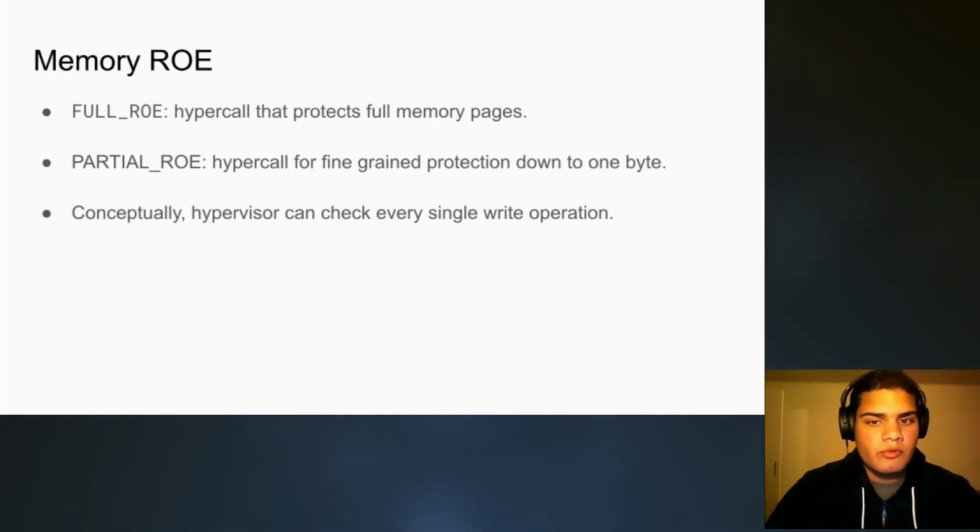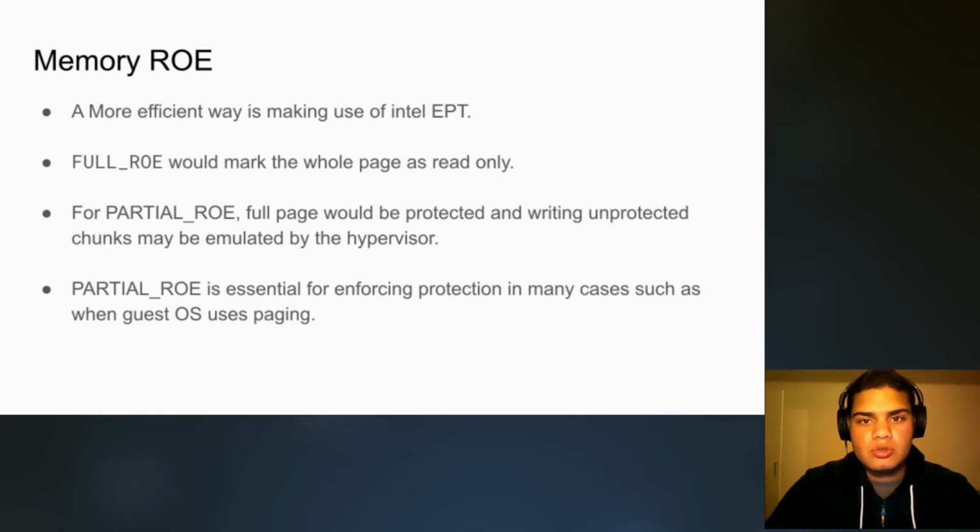Memory ROE can provide protection for full memory frames, or it can be as fine-grained as needed, down to protecting a single byte. Conceptually, memory ROE can be implemented via full emulation, where the hypervisor would just emulate all data movement instructions and maintain a table of which bytes are protected and which are not, and for every move instruction it would check these bytes. A more efficient way is to use EPT to enforce the protection.